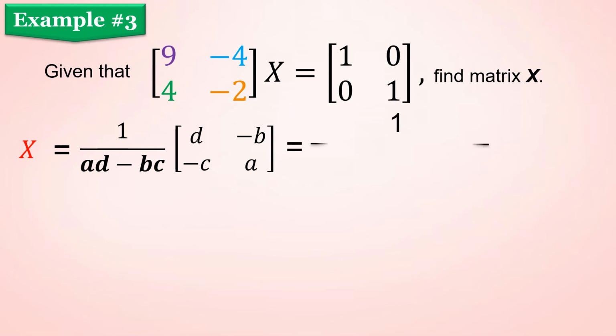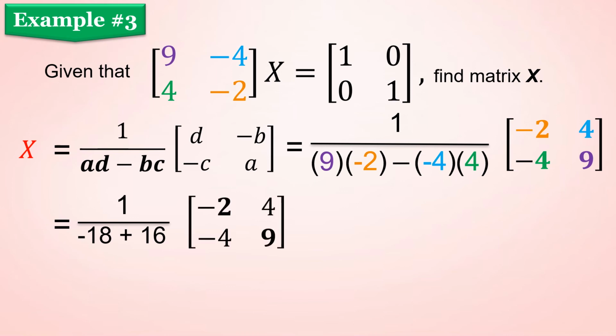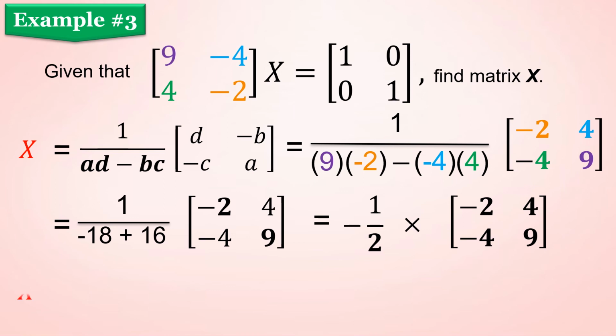And substituting all the values, we have 1 over 9 times negative 2 minus negative 4 times 4, times negative 2, 4, negative 4, 9. So in here, we shall have 1 over negative 18 plus 16 times negative 2, 4, negative 4, 9. Simplifying further, negative 18 plus 16 is equal to negative 2, so we have negative 1 half times negative 2, 4, negative 4, 9.